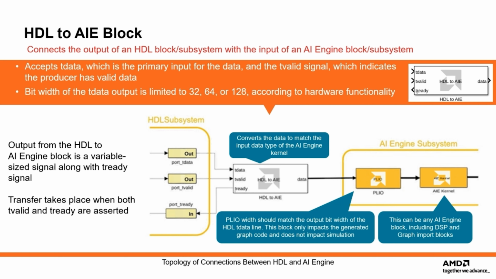The bit width of the T data output is limited to 32, 64, or 128, according to hardware functionality. Output from the HDL to AIE block is a variable size data signal to the AI engine block along with the T-ready signal, which indicates that the block can accept a transfer. A transfer takes place when both T-valid and T-ready are asserted.